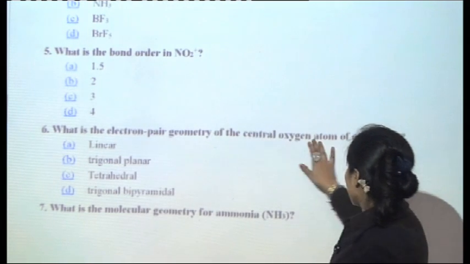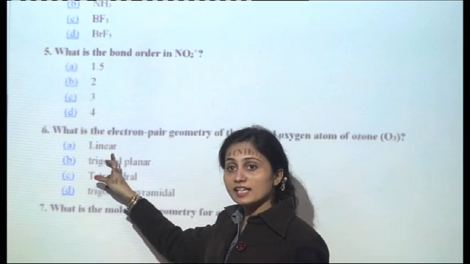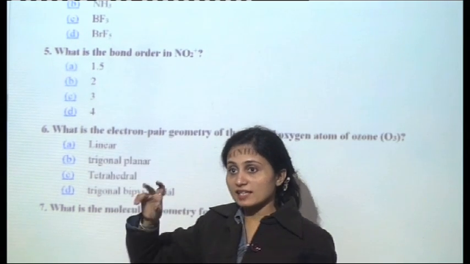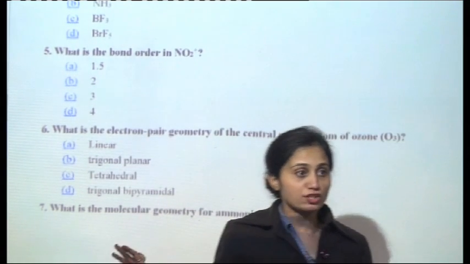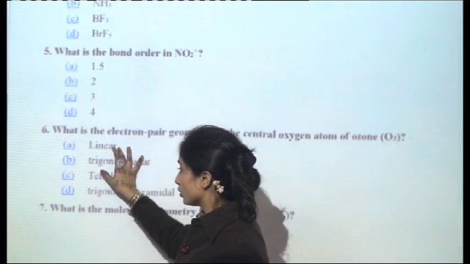of the central oxygen atom of ozone? Ozone is kind of a linear structure and you can easily find it out also by drawing the Lewis structures that you've done with another teacher also. So that is linear.